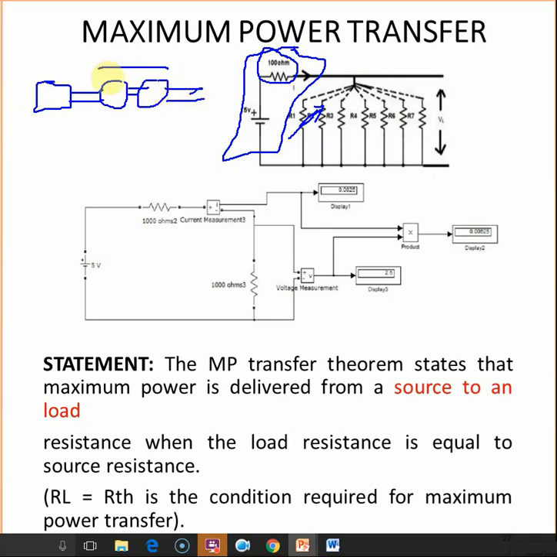If you see that one box there, what is the role of this box? It will vary this resistance. It will automatically vary to extract the maximum power from the panel. That is the maximum power transfer theorem.